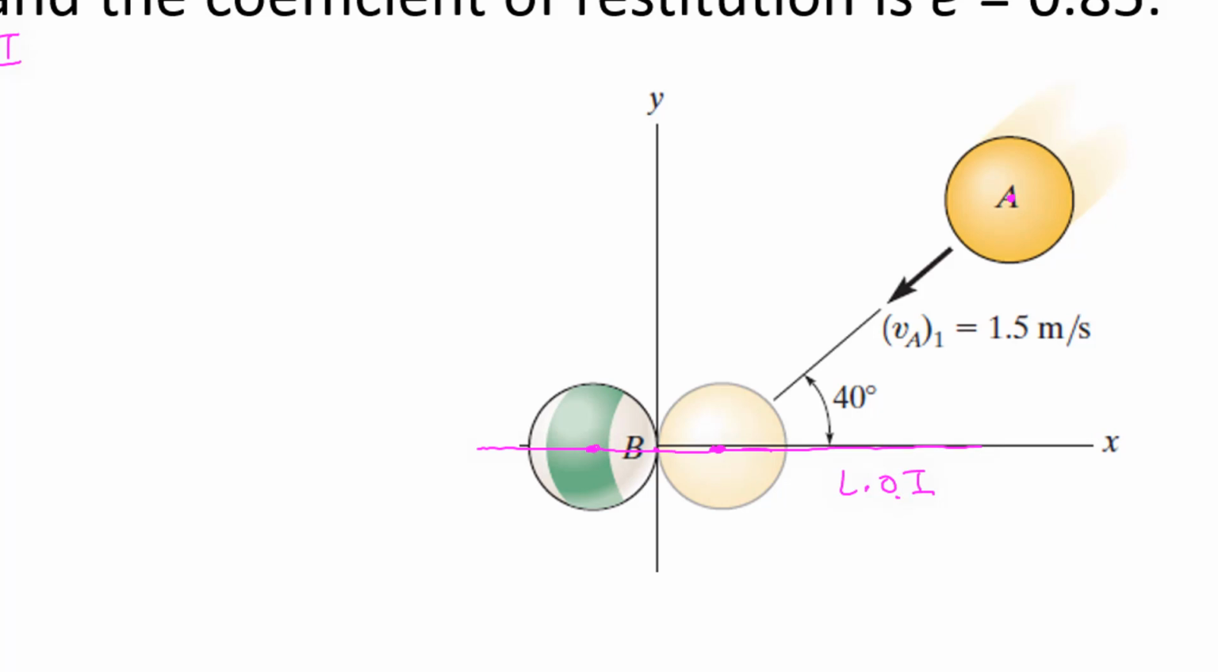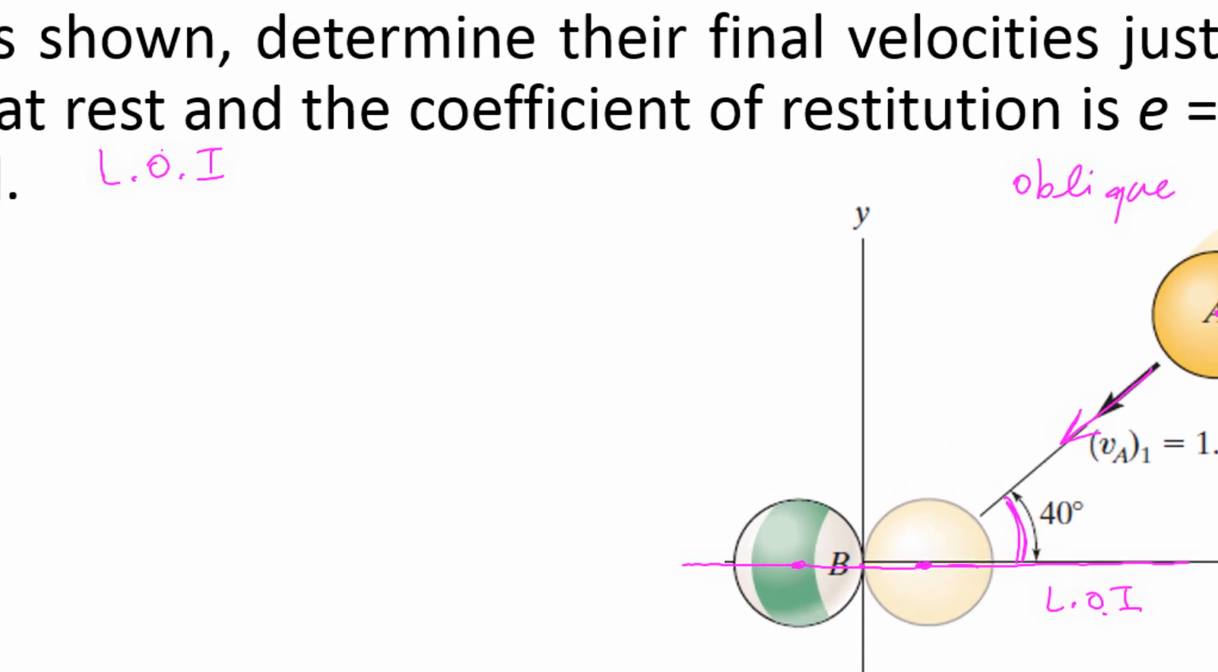If you have an impact problem and your objects have velocities at some angles with respect to the line of impact, then we call this kind of impact an oblique impact. In these kinds of problems, we are doing 4 steps.